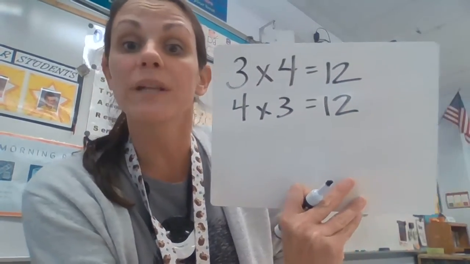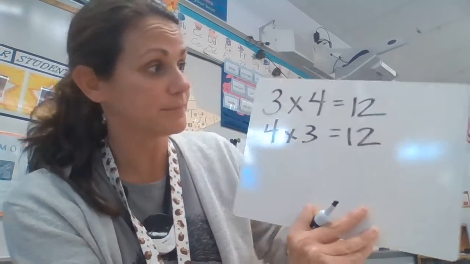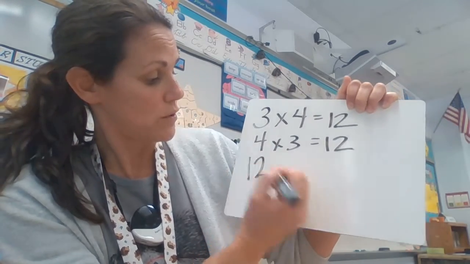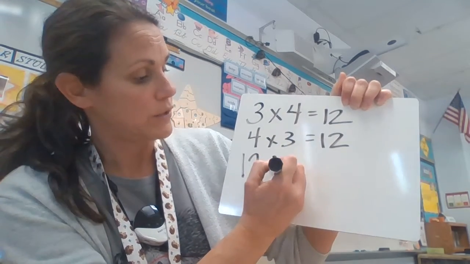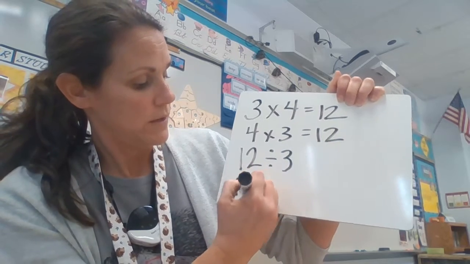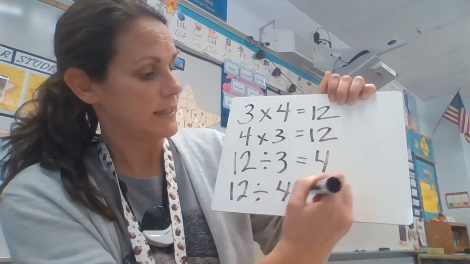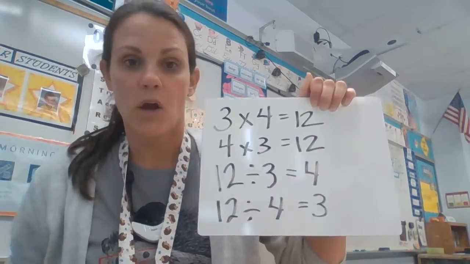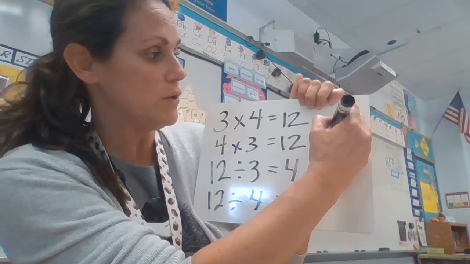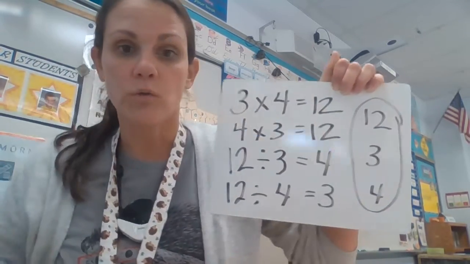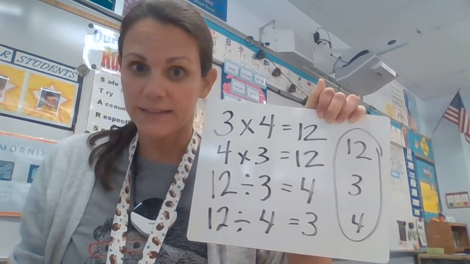Well, the related division facts of that is taking our total, always starting with the total, and we can either divide it into 3 equal groups or 4 equal groups, and we're going to get our fact family. Again, only using the numbers 12 and 3 and 4. Those are all related facts. I bet you can think of others, but I have a challenge for you.